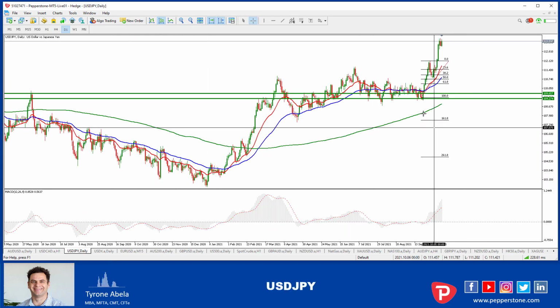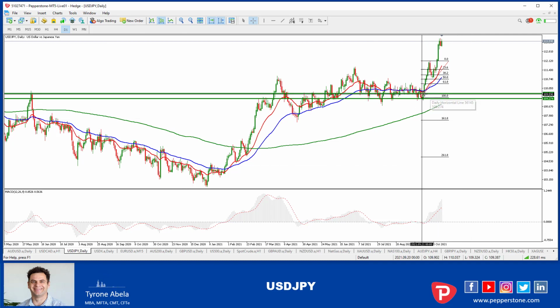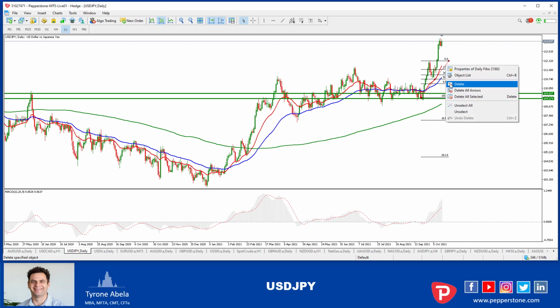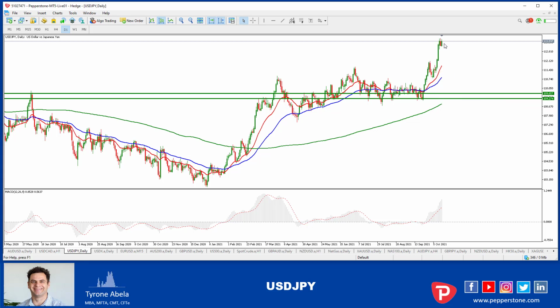US dollar yen has been the star of the show. That's the fib that we drew last week. I'll get rid of that now. It's not needed anymore. But what you can see is it's continued on with the show. It's continued to push up higher. It's still trying to get to new highs again.